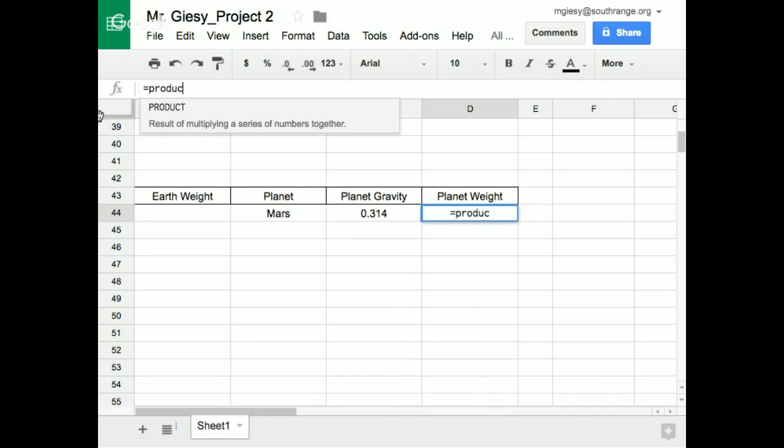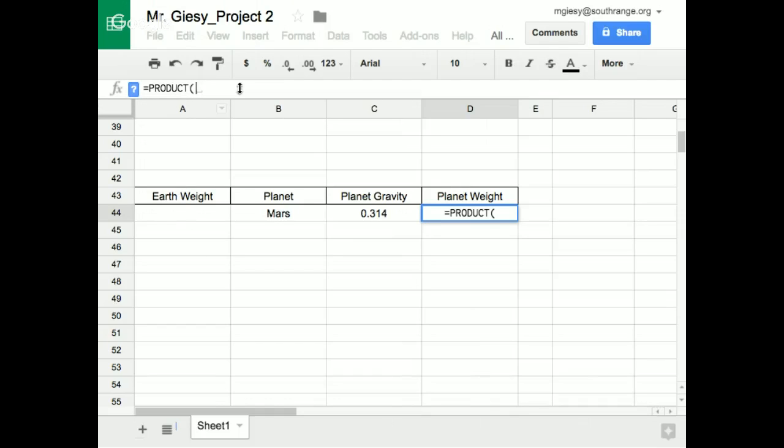What's the function? Product. Click there. We're going to multiply 2 numbers. The first one, Earth weight. Did I spell Earth right? Yeah, I guess so. Put a comma because you got to separate the elements, the 2 things you're multiplying. And then the planet's gravity.